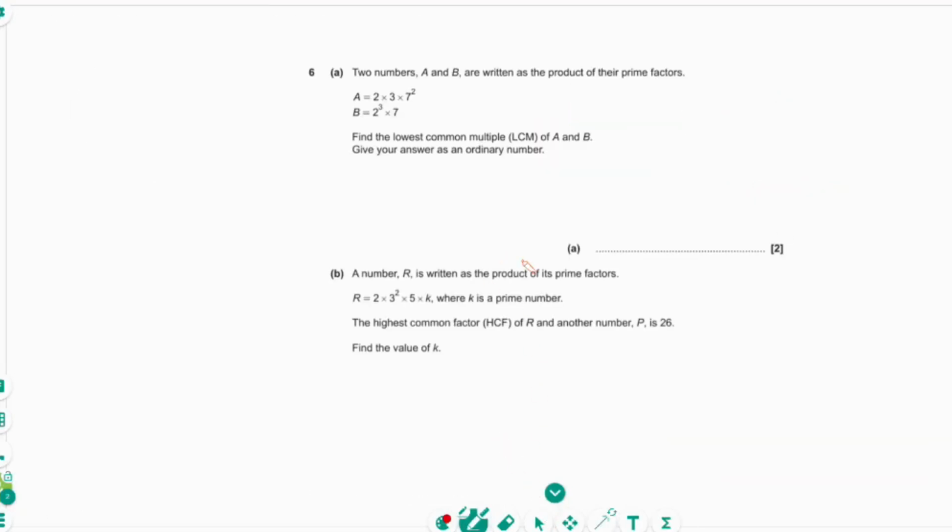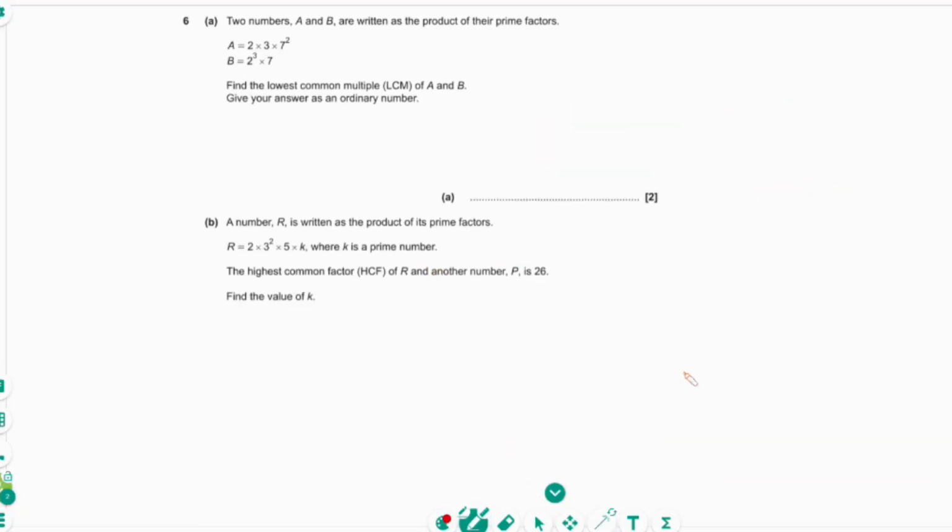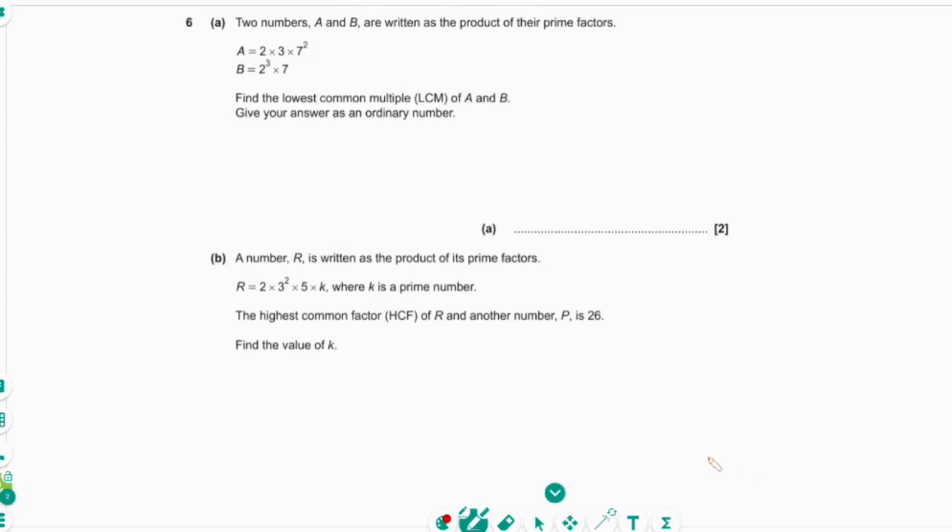Okay, we have two numbers, a and b, written as the product of prime factors. Find the lowest common multiple of a and b. Using prime factors, the highest common factor is anything that occurs in both. I'm just going to write out a in full, because it'll help me show you how I get my numbers.